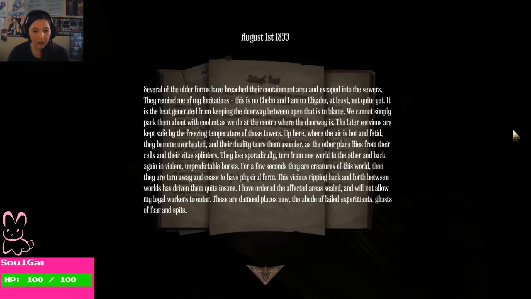August 1st, 1899. Several of the older forms have breached their containment area and have escaped into the sewers. They remind me of my limitations. This is no Shelm, and I am no Eliyahu. At least, not quite yet. It is the heat generated from keeping the doorway between open that is to blame. We cannot simply pack them about with coolant as we do in the center where the doorway is. The later versions are kept safe by the freezing temperature of these towers. Up here, where the air is hot and fetid, they become overheated, and their duality tears them asunder. As the other place flies from their cells and their vitae splinters, they live sporadically, torn from one world to the other and back again in violent, unpredicted bursts. For a few seconds they are creatures of this world, then they are turned away and cease to have physical form. This vicious ripping back and forth between worlds has driven them quite insane. I have ordered the affected areas sealed and will not allow my loyal workers to enter. These are damned places now, the abode of failed experiments, ghosts of fear and spite.